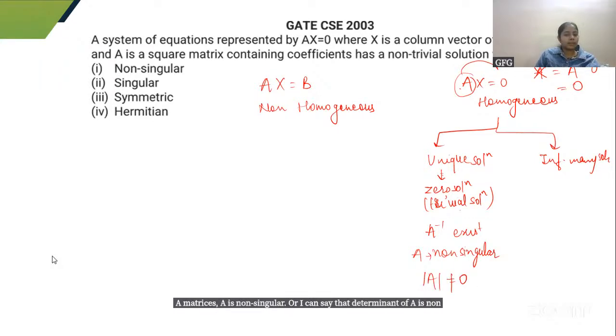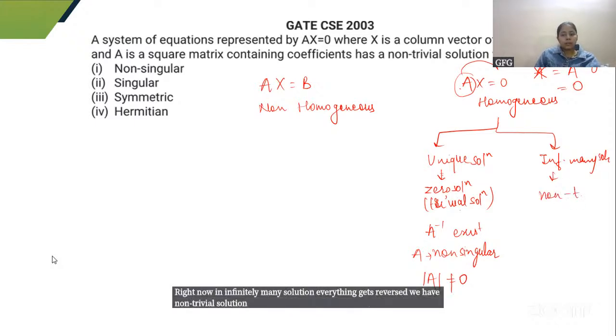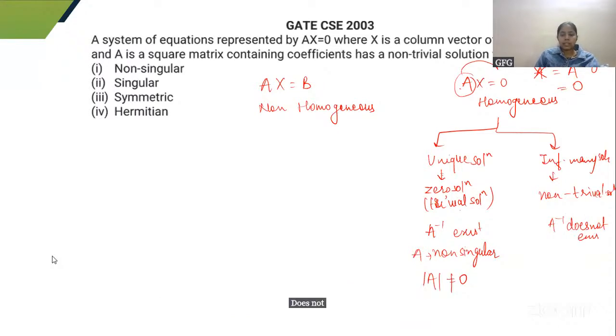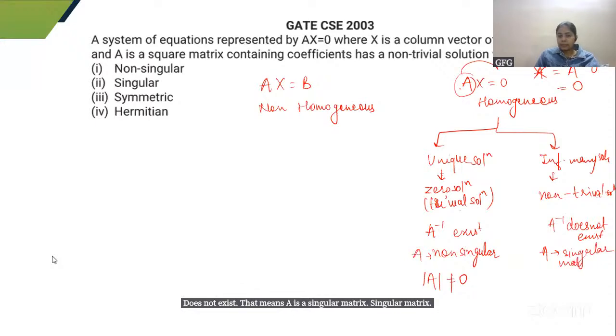Same thing, right? Now in infinitely many solutions, everything gets reversed. We have a non-trivial solution, but for this case, A cannot go to the right hand side. So that means A inverse does not exist. That means A is a singular matrix, and we can say that the determinant of A is 0, right?